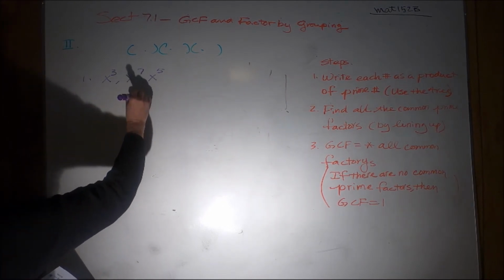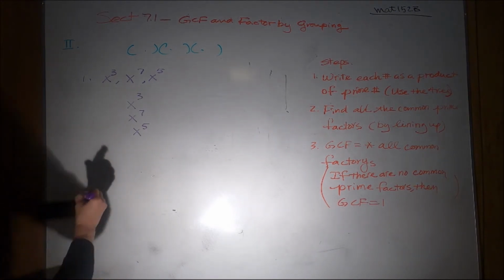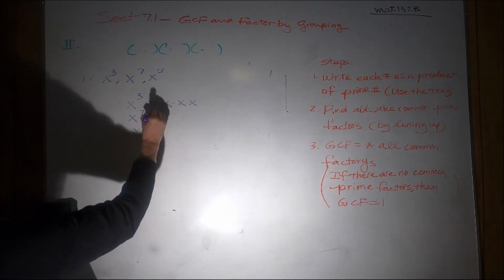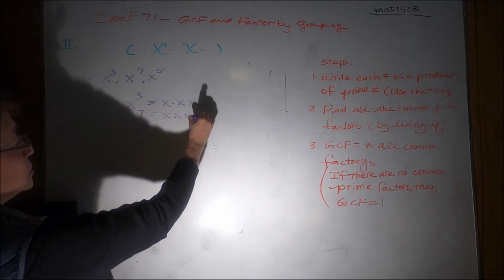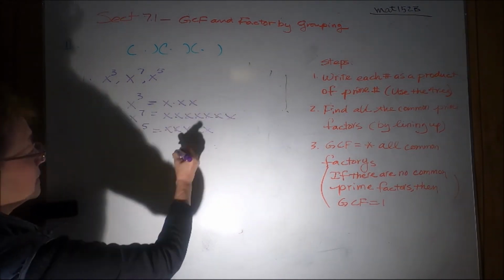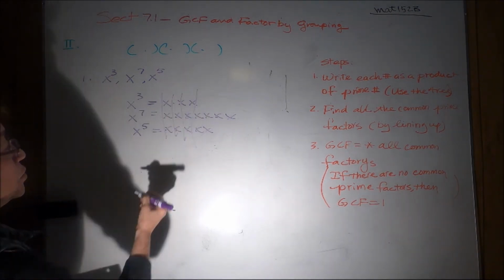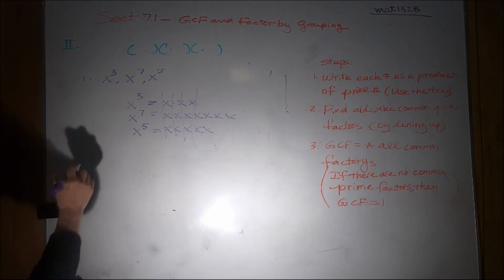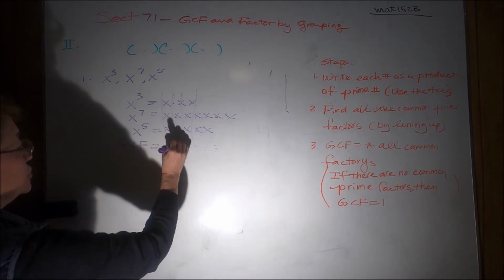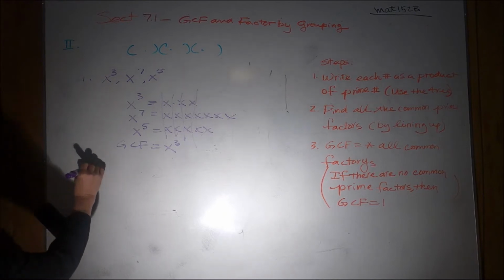So we try to find out what's the GCF, which one can go into all of them. X cubed means what? X times X times X, 3 times. X seventh means what? 7 times. X fifth means what? 5 times, right? So you break down to each individual, then what do they have in common? 3 of them. So your GCF is what? X cubed, because X cubed can go into each one of them, right?